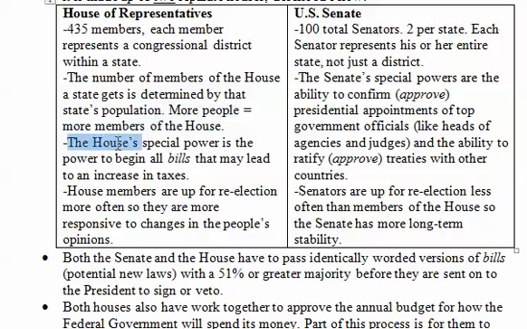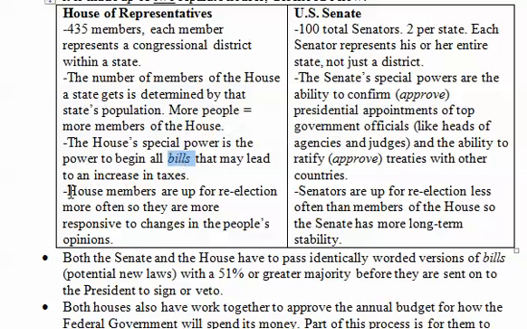The House's special power that the Senate doesn't have and no one else has is the power to begin all bills that may lead to an increase in taxes. Bills, as we'll learn in a moment, is another name for a potential law. So the Senate can't do this, only the House can start the bills that would lead to a federal tax increase.